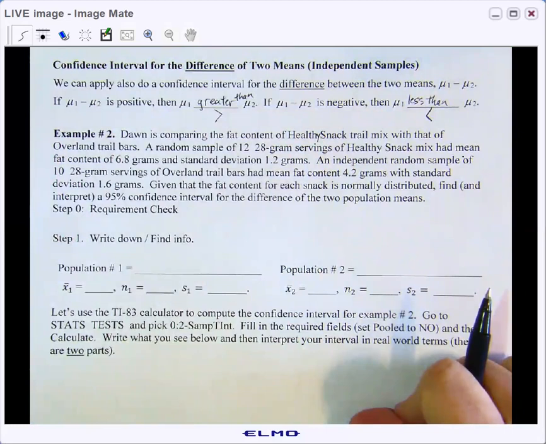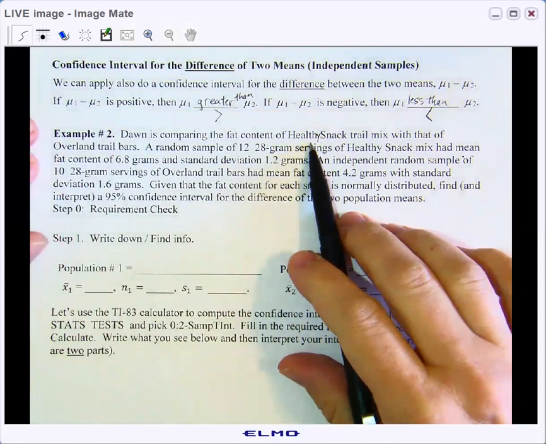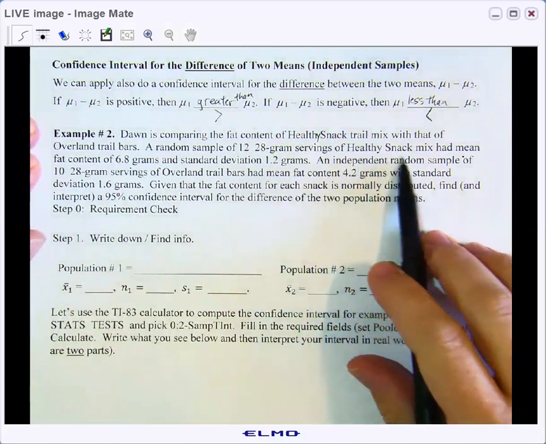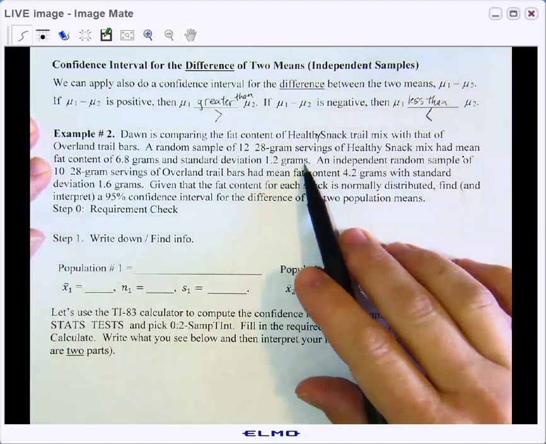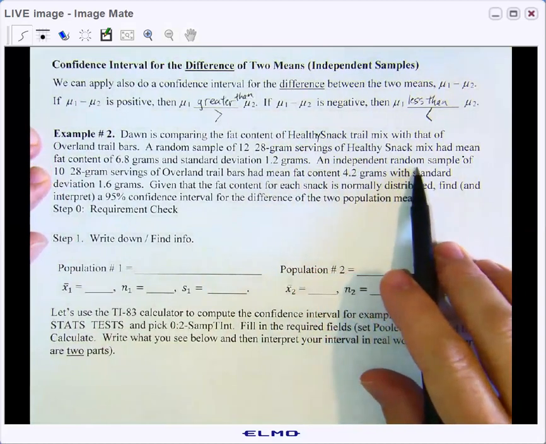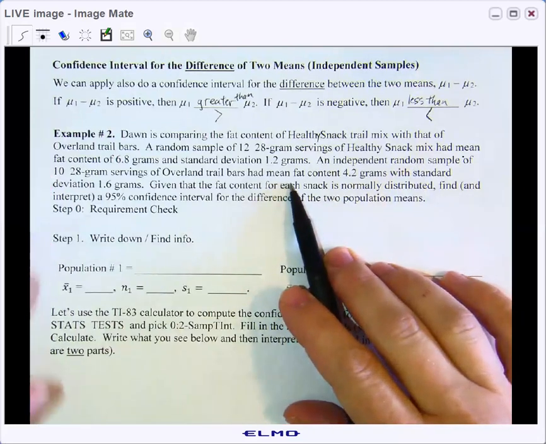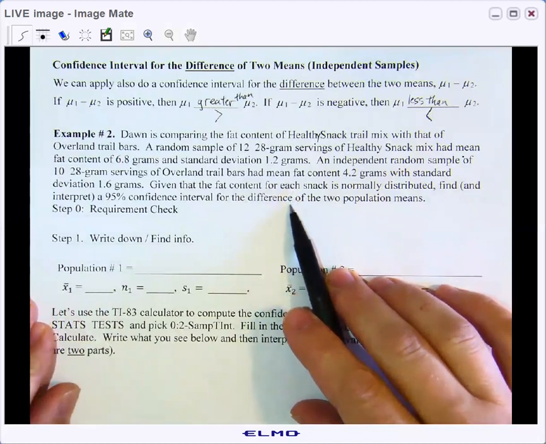So let's take an example here. Don is comparing the fat content of healthy snack trail mix with that of overland trail bars. A random sample of 12 28-gram servings of healthy snack mix had a mean fat content of 6.8 grams and a standard deviation of 1.2 grams. An independent random sample of 10 28-gram servings of overland trail bars had a mean fat content of 4.2 grams with standard deviation 1.6 grams. Given that the fat content for each snack is normally distributed, find and interpret a 95% confidence interval for the difference of the two population means.